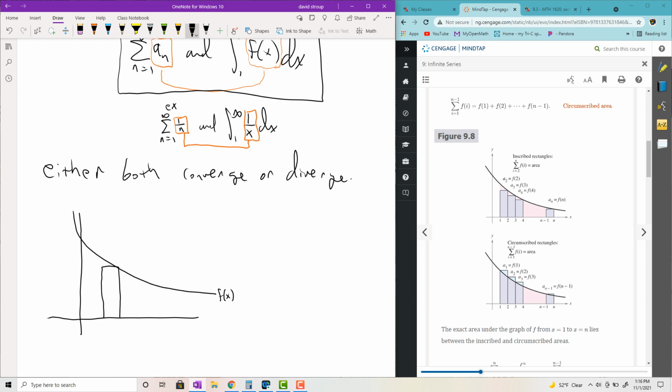When they're below, they call that inscribed. When they're above, they say it's circumscribed. The key is to give them equal bases, so the lengths of the bases are always 1. 1, 2, 3, 4, and so on, all the way up to n minus 1 and then n.